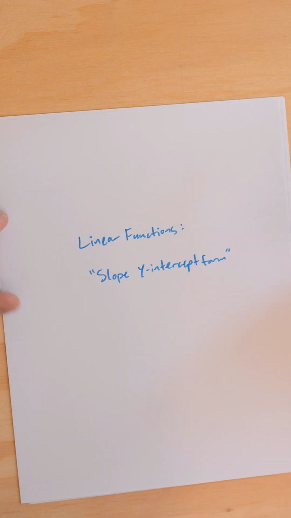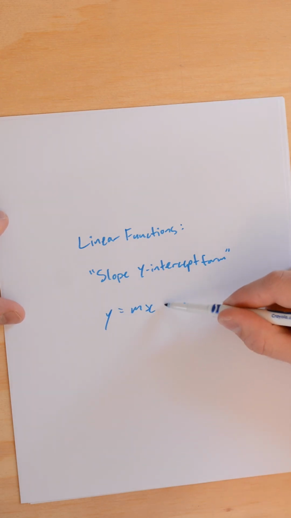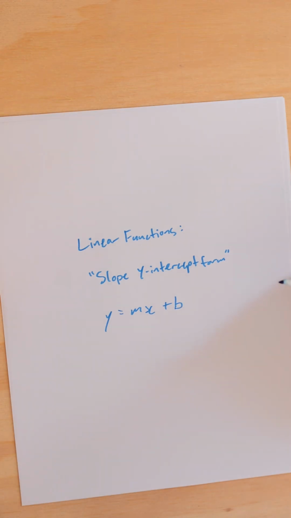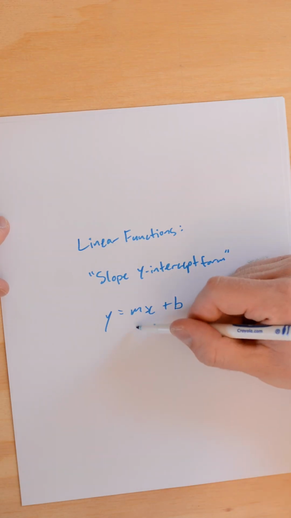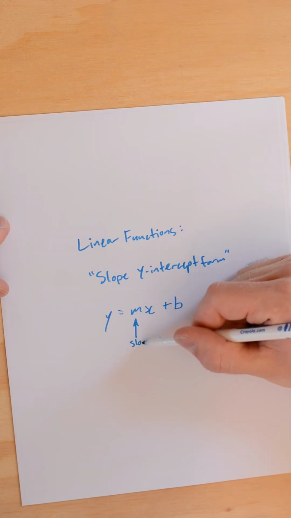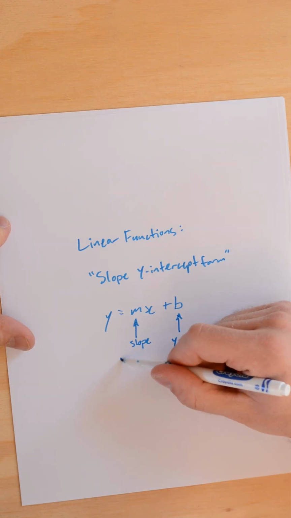So let's get started. Slope y-intercept form, you've probably seen this in your classwork: y equals mx plus b. And I like to say that in math, we're not super creative with how we name things. This is called slope y-intercept form because it gives you the slope and it gives you the y-intercept. I know, very creative, right?